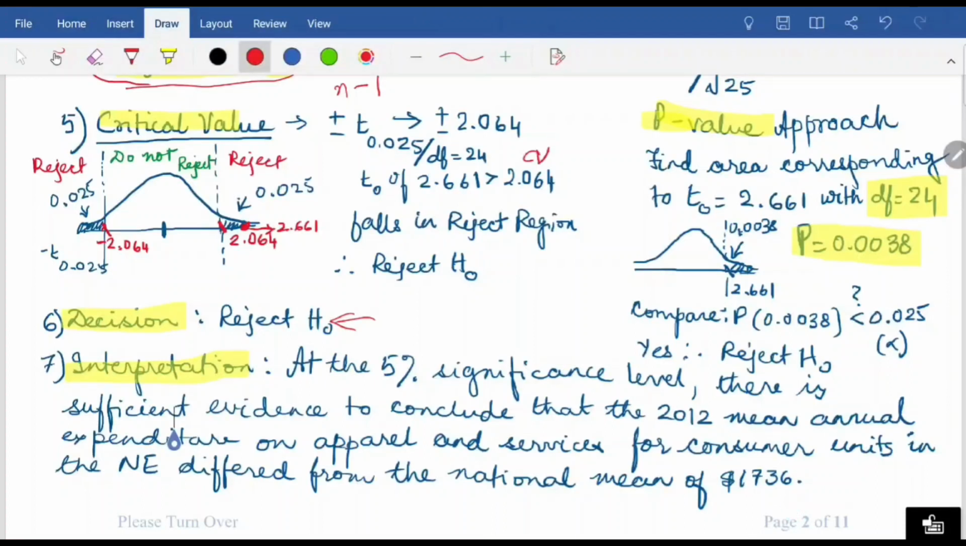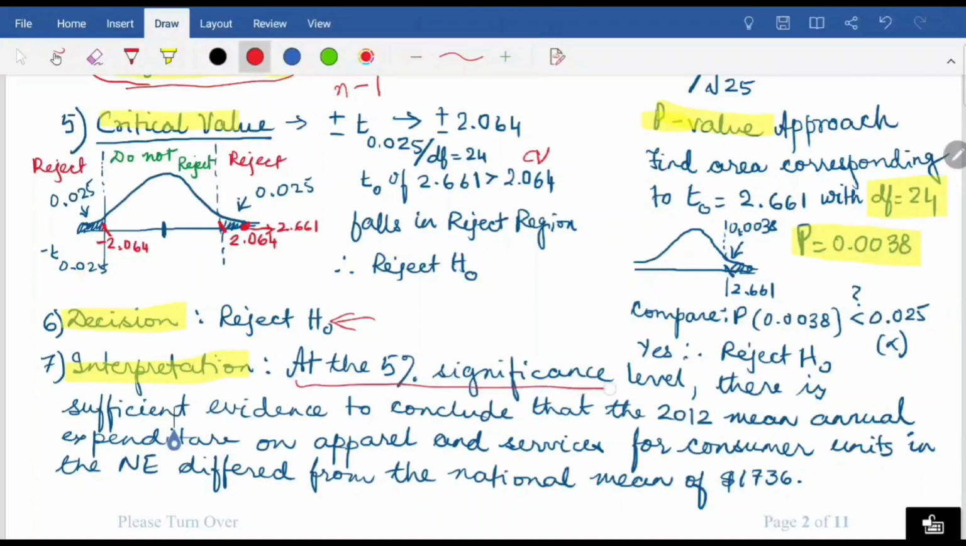Because it's an application-based problem, it's very important for you to state it in context of the problem, all right? Please do not just say that to conclude that the null hypothesis can be rejected. That's not enough. You lose points. If it is a word problem, to write a complete interpretation, you do need to state it in context of the application problem.